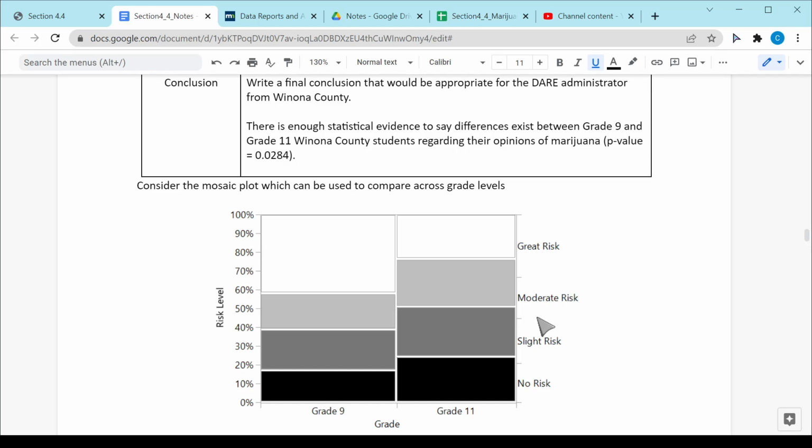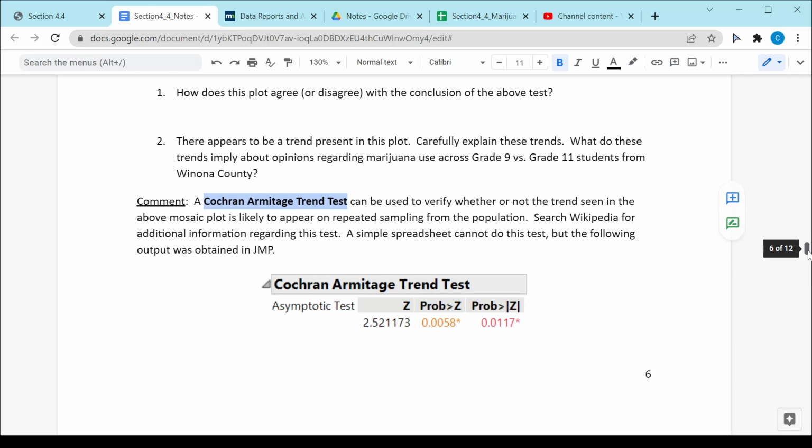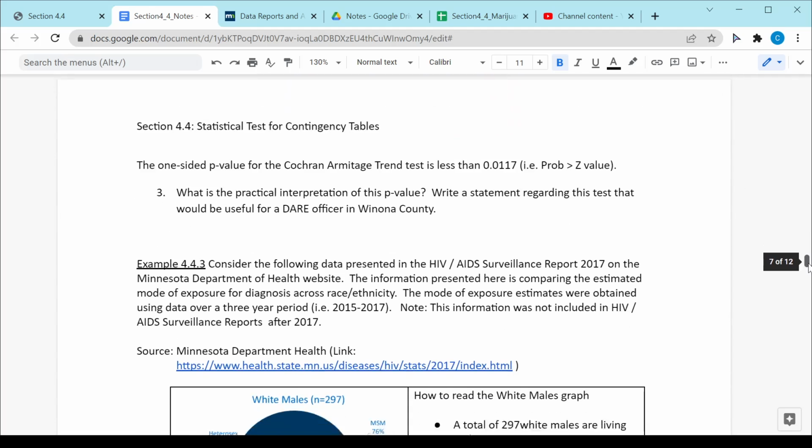So I can say that in grade 11, the patterns, the trends are sliding down the scale a little bit. People are less worried about smoking weed in 11th grade than they are in 9th grade. But again, that test is not something that can be done with a simple spreadsheet, so you're not going to be responsible for this in this particular class. But I guess the important thing, why I mentioned this, is just know that one exists. So later on in the real world, there are one-sided versions of these tests that do exist.